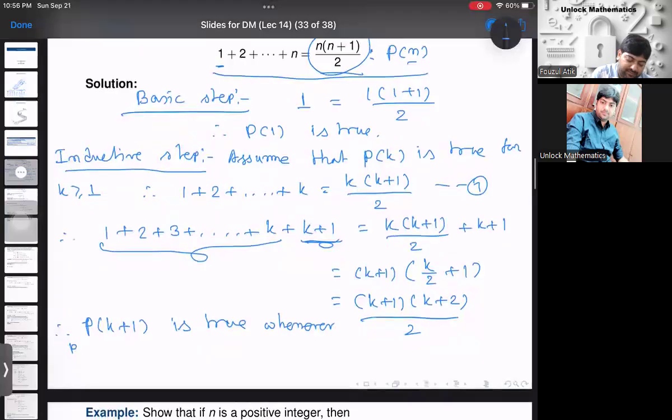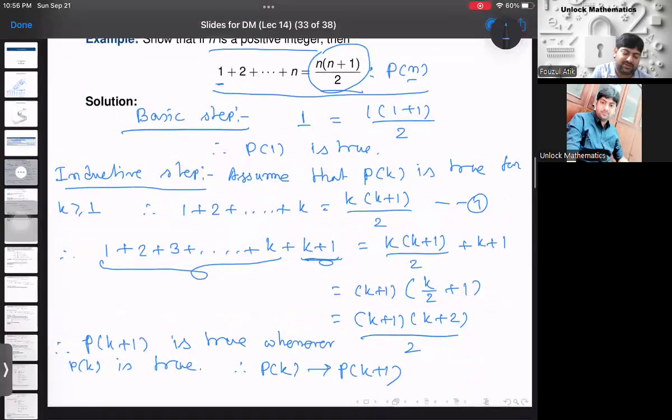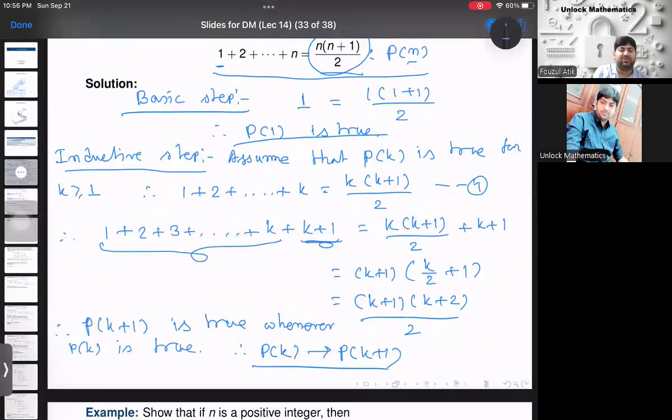So whenever Pk is true, whenever your Pk is true, what does it mean? It means therefore Pk implies Pk plus 1. This is done, and your basic step also done already. P1 is true, Pk implies Pk plus 1. Therefore this whole statement Pn is true for all positive integers by principle of mathematical induction.